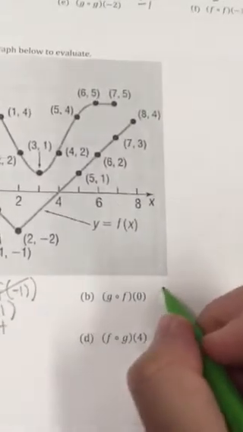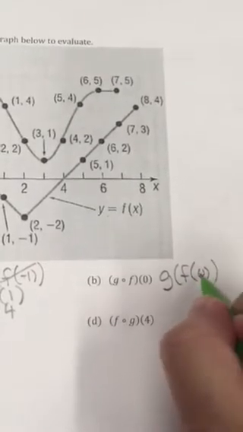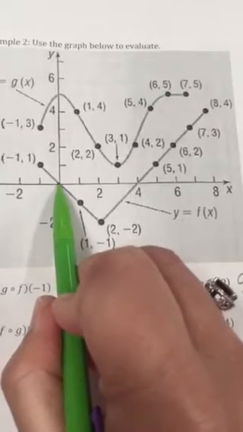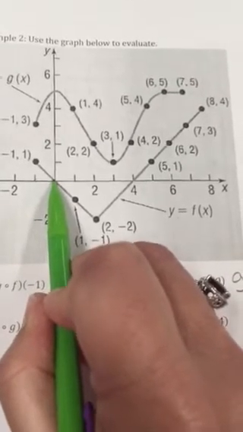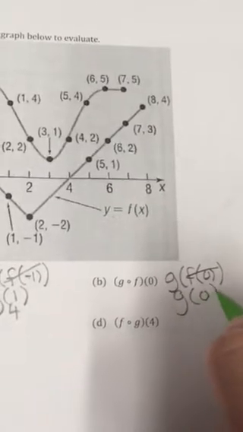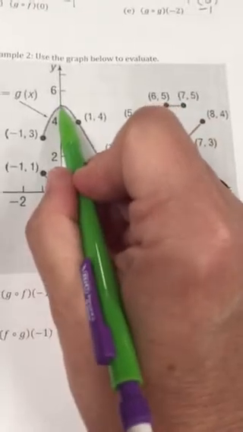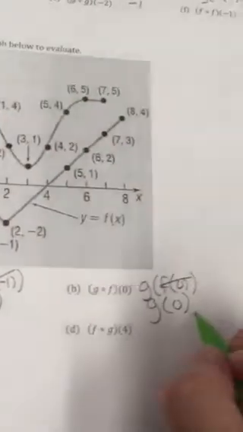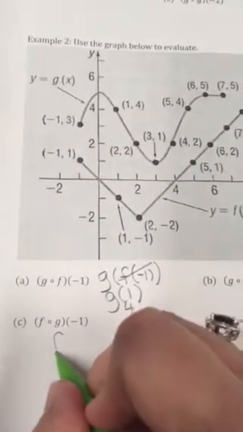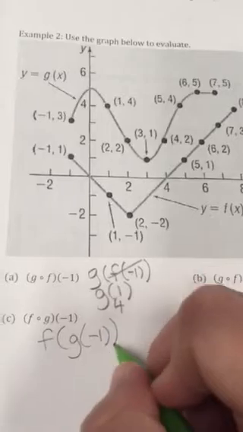Let's do one more of those. G of f of 0. There's your x value, and it just happens to be that I'm already on the f graph and his y value is a 0. So that's going to be g of 0. So there's x, go up to g, he equals 5. So that's a 5. This one's going to be f of g of negative 1.